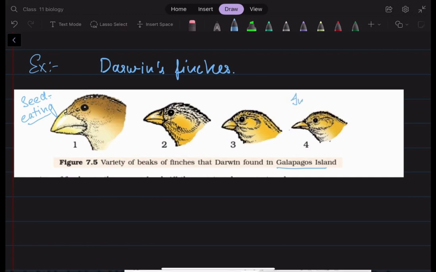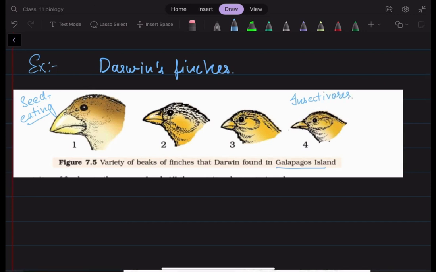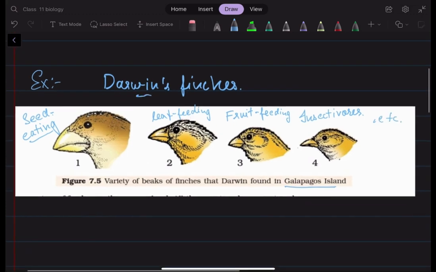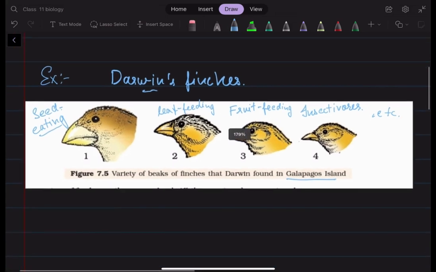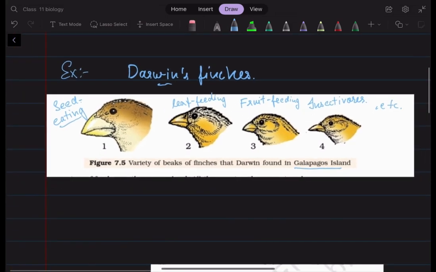Like, they were insectivorous, they were fruit-feeding, some were leaf-eating, and so on. These were called Darwin's finches because of Darwin's keen observation on them when he visited the Galapagos Island.